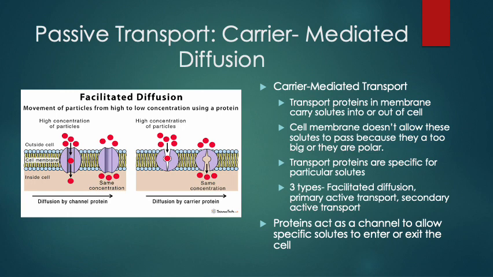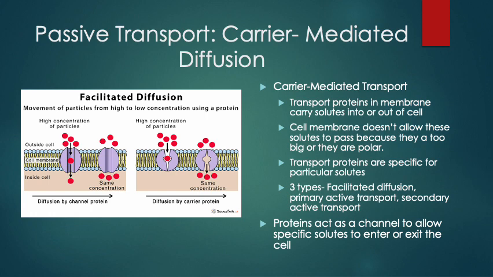The cell membrane does not allow these solutes to pass because they're too big or too polar. So if the cell membrane doesn't allow things to pass through it, a carrier protein can go grab it and pull it through, or open to allow it to go through. So it can make a bigger channel for these solutes to go through if the cell membrane does not allow it to go through. The transport proteins are specific for this particular solute.